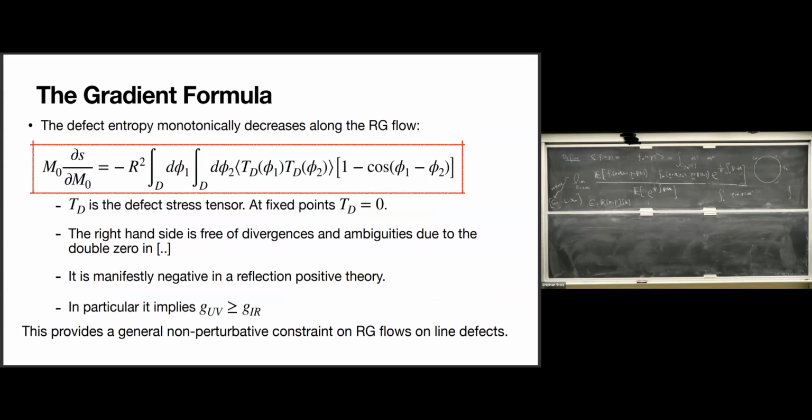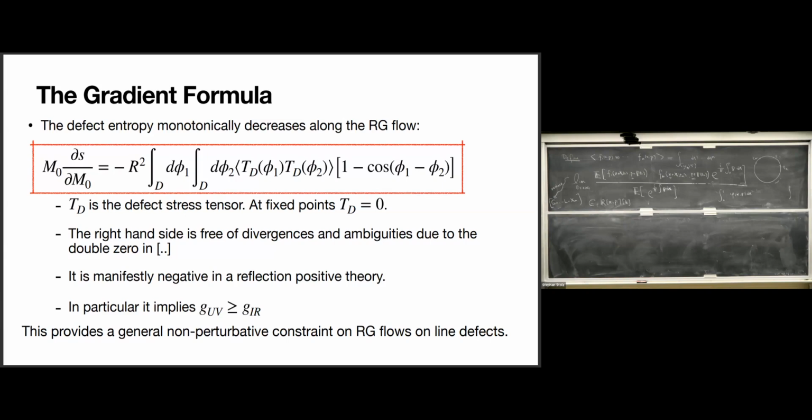A few comments about this formula are in order. One is that TD is the defect stress tensor. In particular, as I said, it vanishes at the endpoints once the theory is at a conformal fixed point. Second, the right-hand side is free of any ambiguities and divergences. You can classify all the ambiguities that appear at coincident points, namely delta functions and derivatives of delta functions. And this factor, 1 minus cosine, kills all the ambiguities. So it's what makes this formula so useful. Without it, the formula wouldn't be useful.